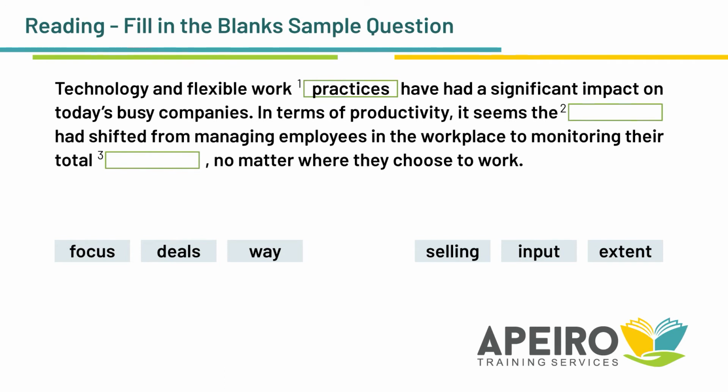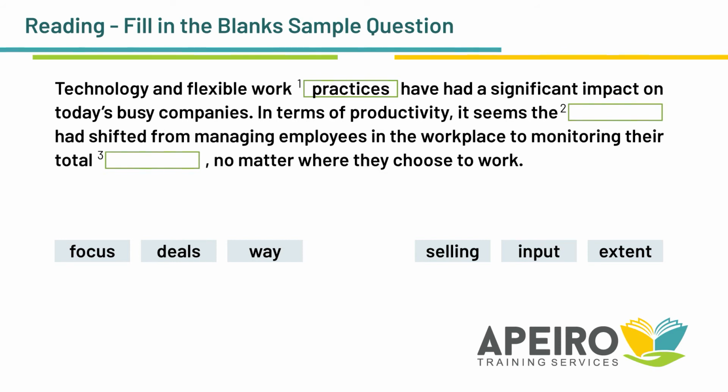Let's do a few more then, just so you can see what I mean. Number 2 says, in terms of productivity, it seems the blank has shifted. Now we know the blank plus a verb means that has to be a noun. But now we know it's a noun without an S. So we look below. What are the nouns we have with no S? We have focus, we have way, we have output, we have extent.